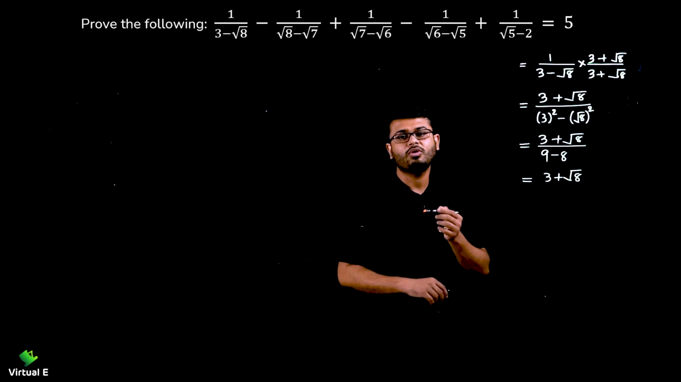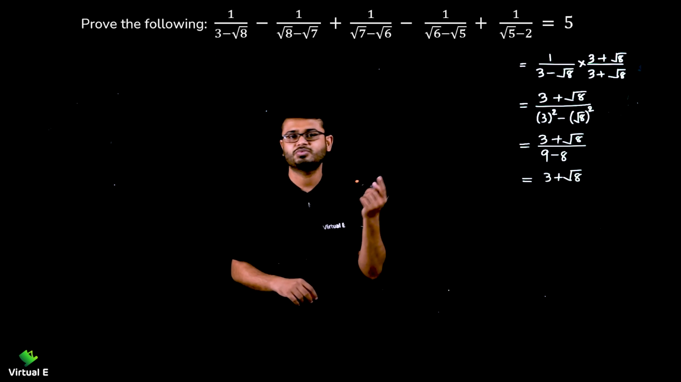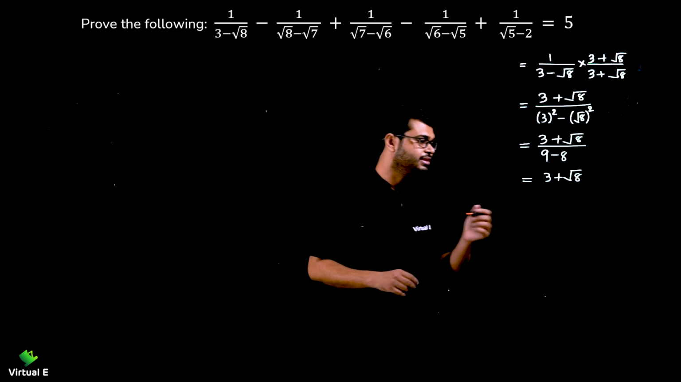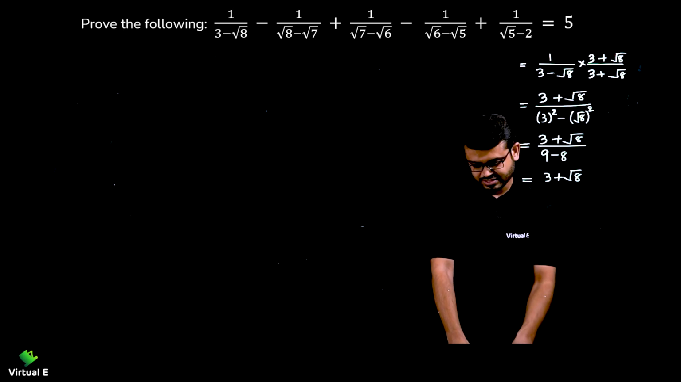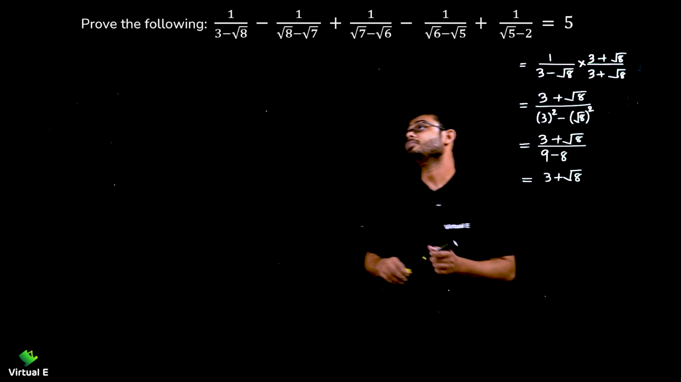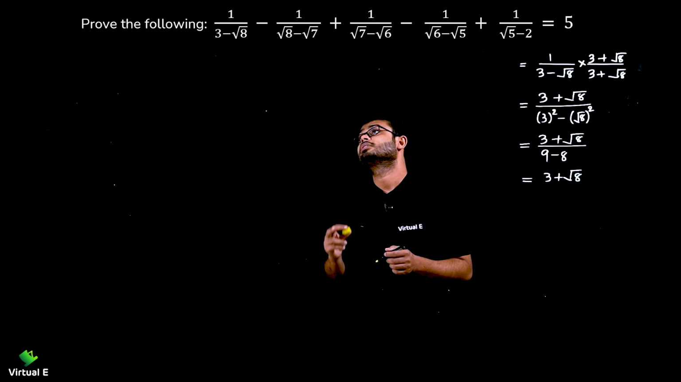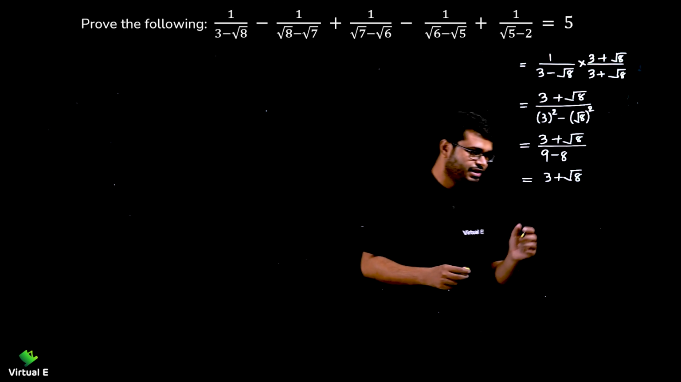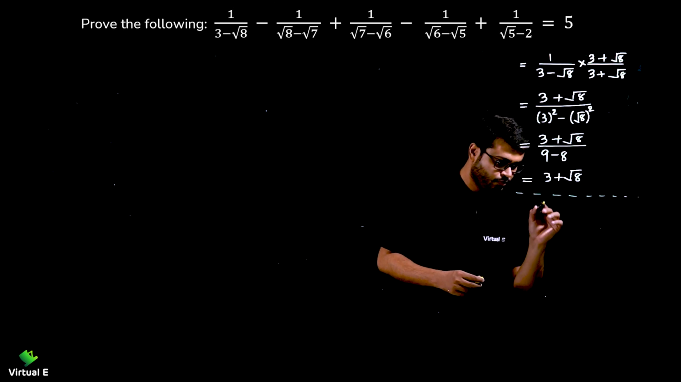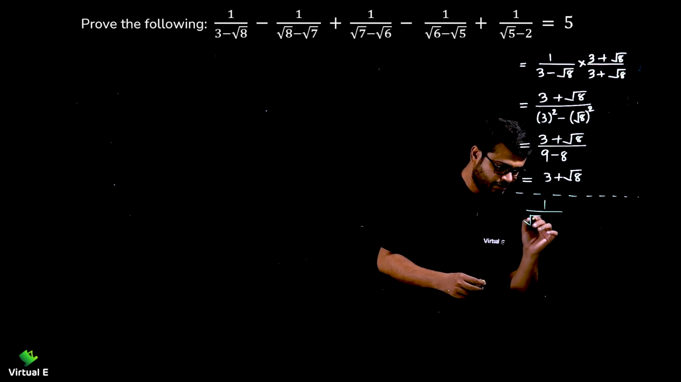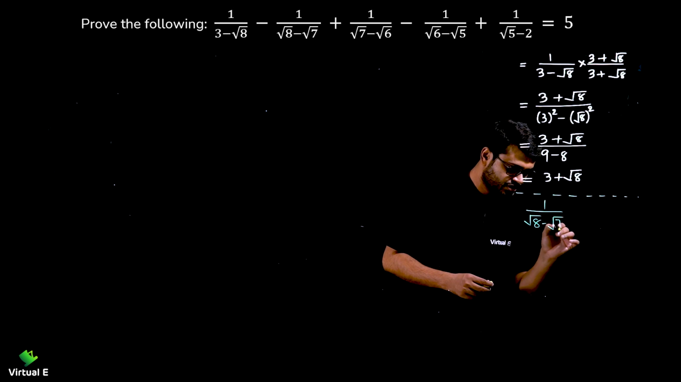And denominator, what are we going to write? Guess, 9 minus 8 is 1. Nothing, we are not going to write it. That's it. So that's the simplification for the first term. Now let's discuss the second term, 1 over root 8 minus root 7. Let's start with that. So here we have 1 by root 8 minus root 7.